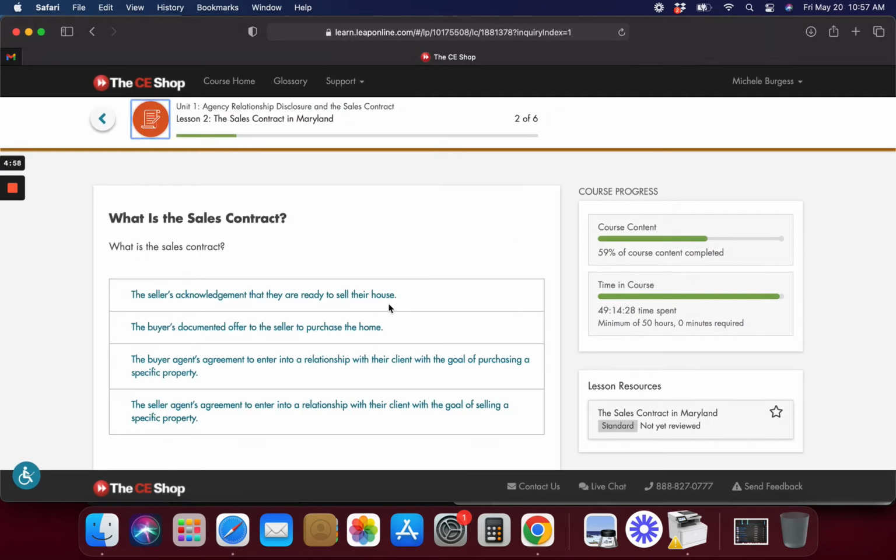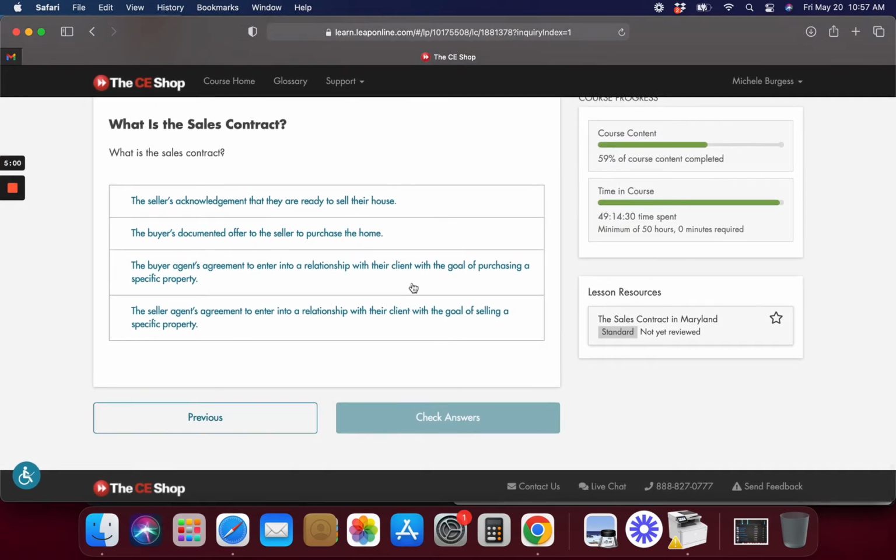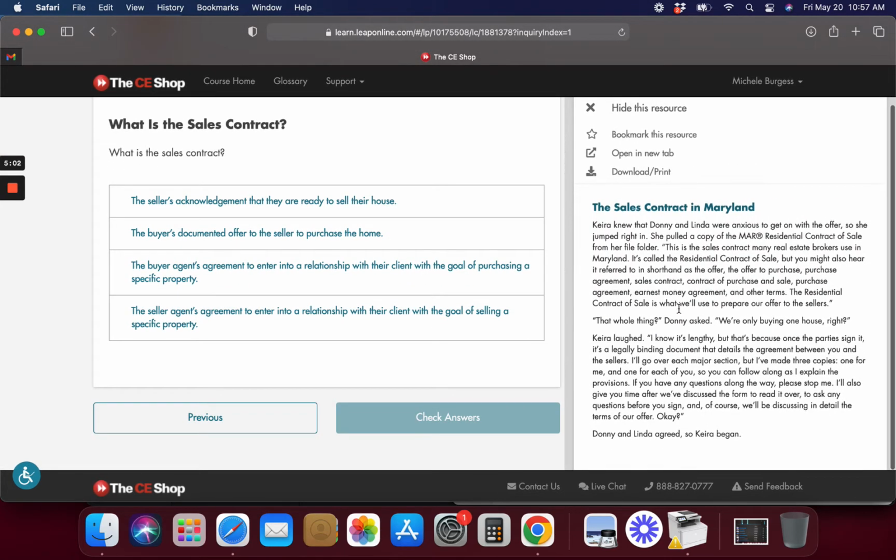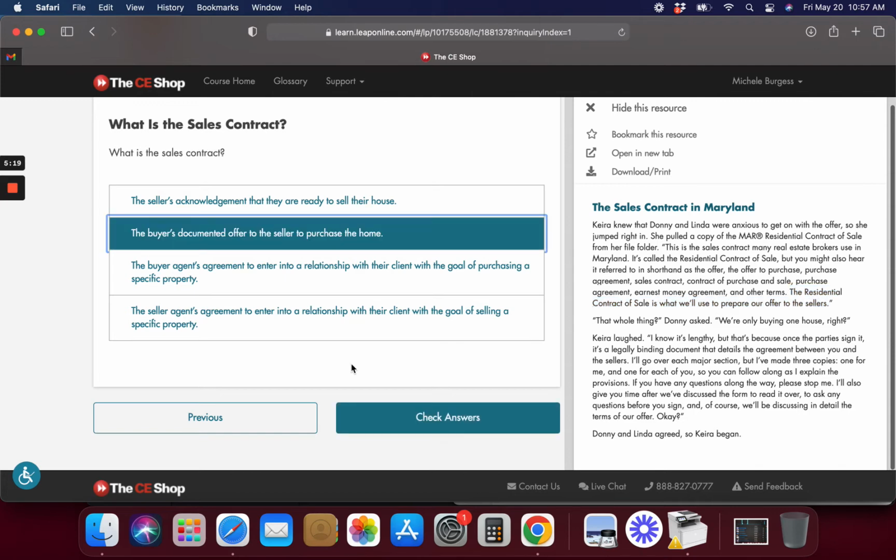The sales contract in Maryland. What is the sales contract? All right, let's look at it and see. Does it tell you? No, it has a little story here, which I don't feel like reading because we're on a time crunch. All right, the residential contract, we prepare our offers to sell. The seller's acknowledgement that they are ready to sell. The buyer's documented offer to the seller to purchase their home.